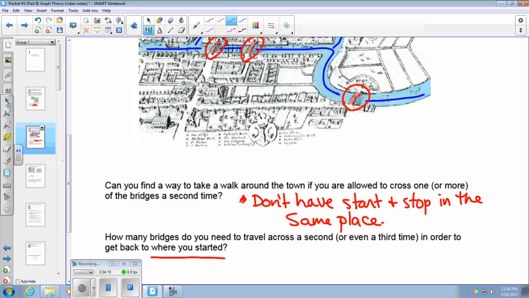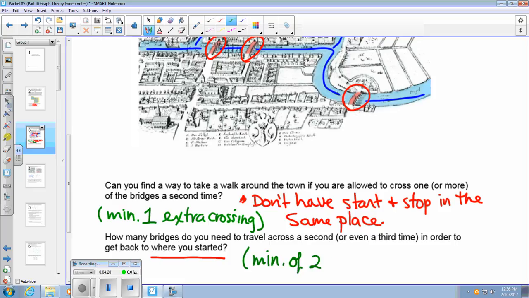Okay, if you want a challenge, you can go back in and figure out how to do this with a minimum of 1 extra bridge or 1 extra crossing. Okay, and to get back to where you started, you may have already found this, but you would need a minimum of 2 extra crossings.